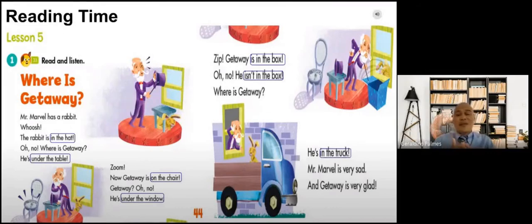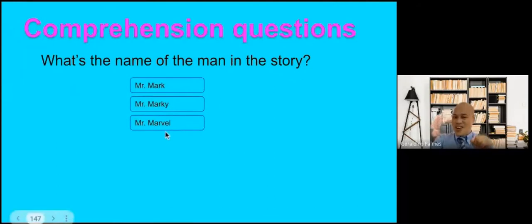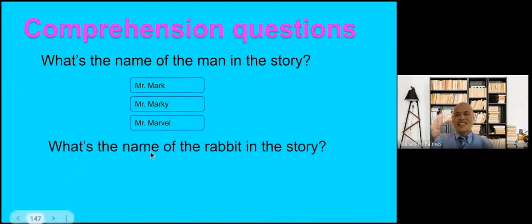These are the places Getaway went to. He keeps on moving from place to place. And so with our questions, we have here, as you can see: what's the name of the man in the story? It's Mr. Marvel, not Mark, not Marky. Another question, what's the name of the rabbit in the story?